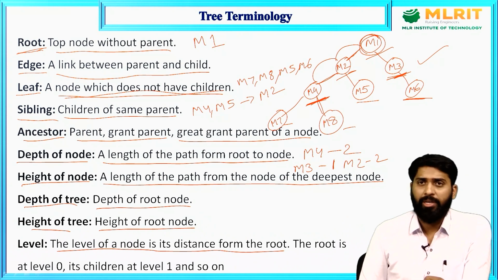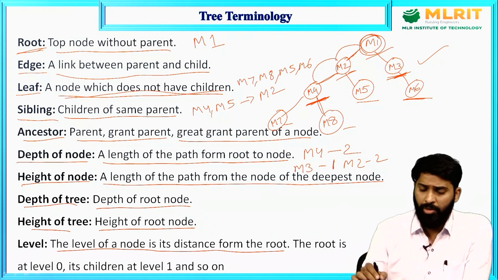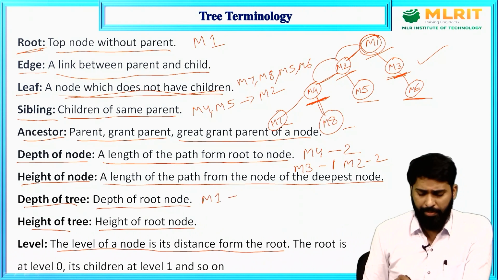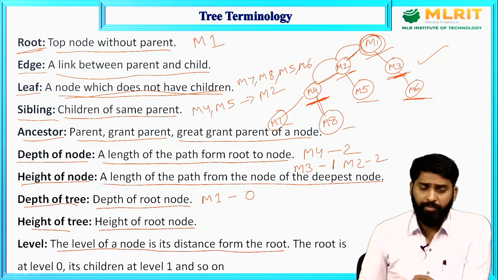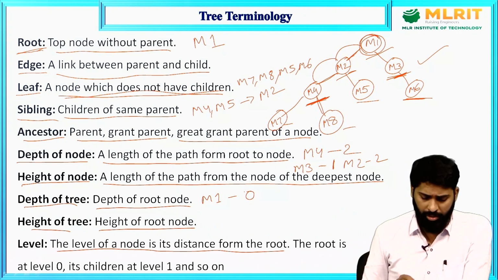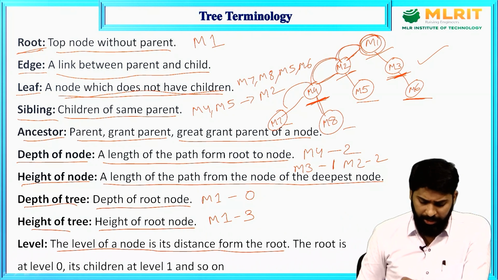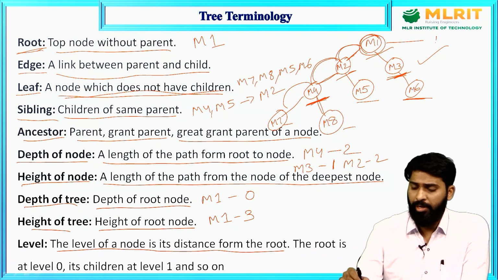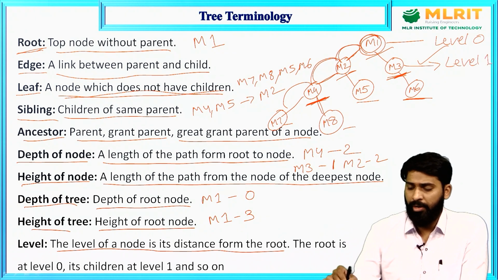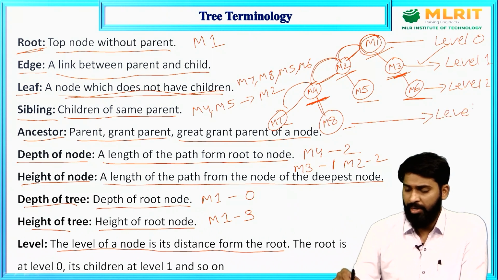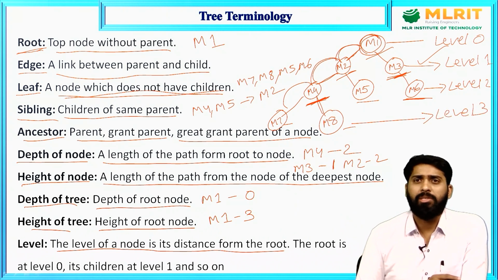So depth of tree. Depth of tree means depth of root node. What is the root node? M1. For M1, what is the depth? 0. Height of the tree. Height of the tree means height of root node. What is the root here? M1. So what is the height? 1, 2, 3. So height of this tree is 3. So level. The level of a node is its distance from the root. M1 is level 0. Next, children level 1. Here level 2. M8 at level 3. Okay. So these are the basic terminologies of tree.